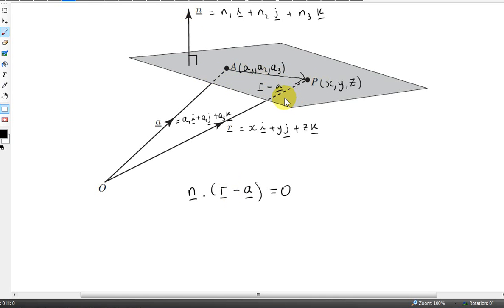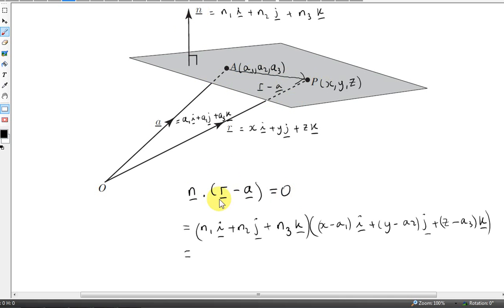Since vector r minus a is in the plane, a vector that's perpendicular to the plane, like vector n, is going to be perpendicular to this vector r minus a. That means the dot product of n with r minus a is going to be 0.